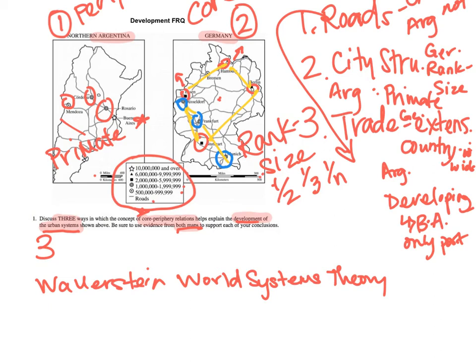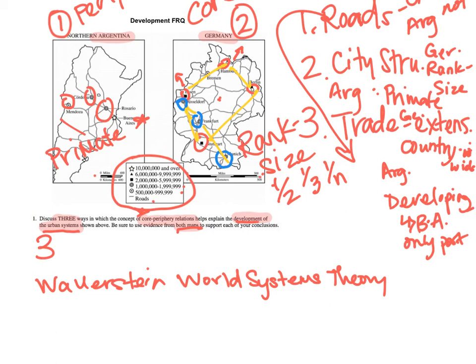Again, if you have a port, that suggests that you are shipping things in and out, which means you have to coordinate with other countries and other organizations to do that. And then it talks about city size. Specifically, Argentina: core power diminishes with distance from core. So this idea of distance decay.